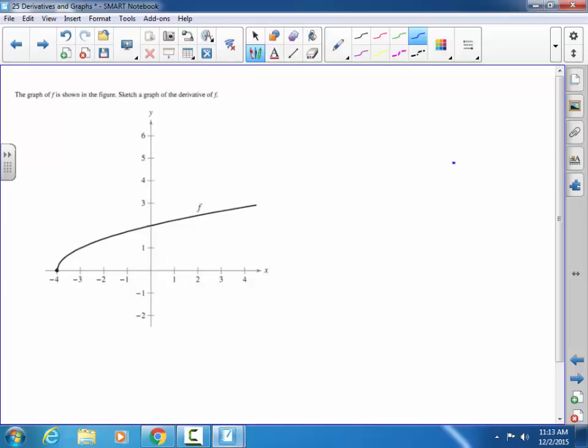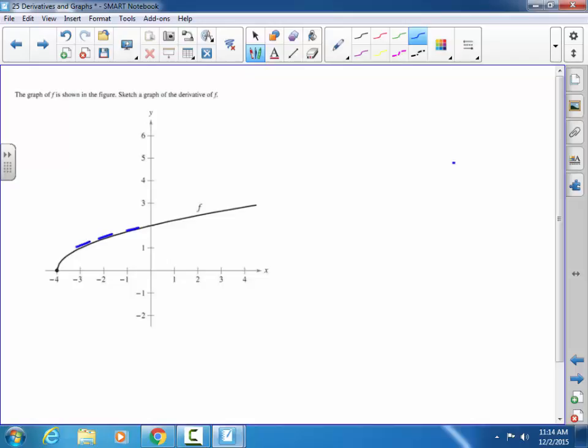Well, that's good. -4 is an interesting point. Is -4 a critical point? I'm asking the question. It's an endpoint. Is the derivative 0 at -4? Definitely not. What is the derivative at -4? It's undefined.